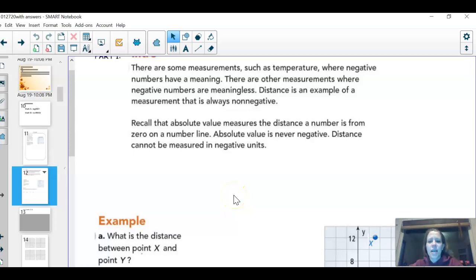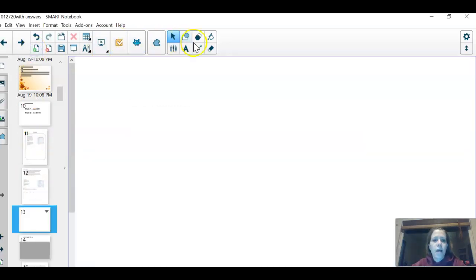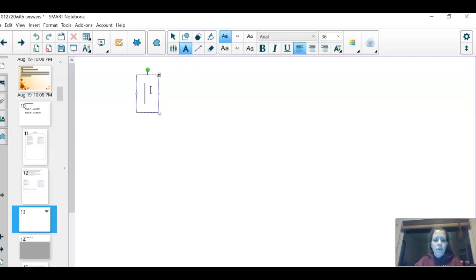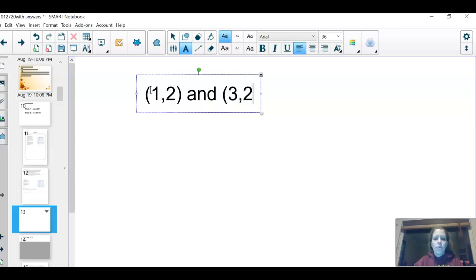Okay, so let's go ahead and double check what we did yesterday and look at the review question. So first thing, let's start by looking at the review question that we have on the back board, and let's see how you did. So the question on the back board is this. What is the distance between 1, 2 and 3, 2?